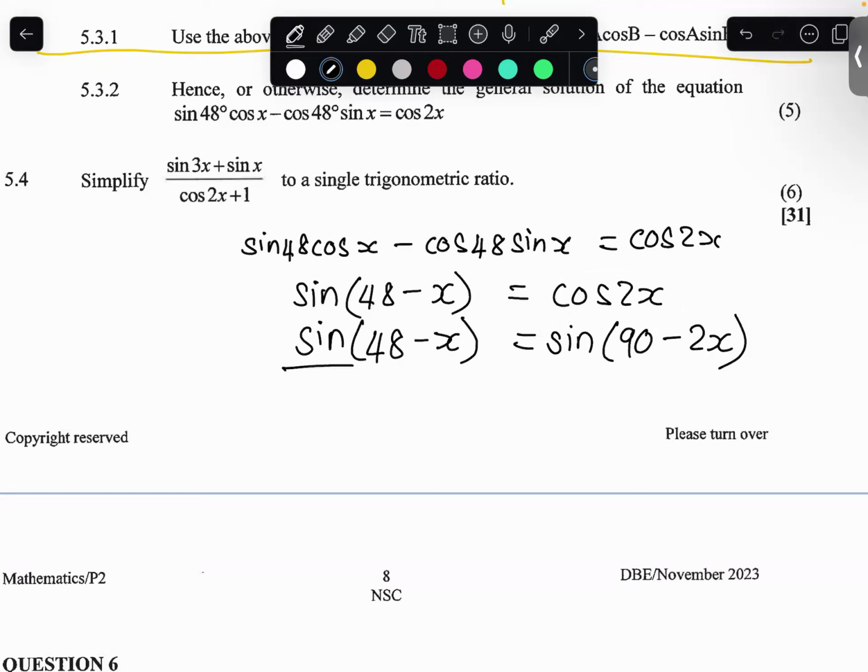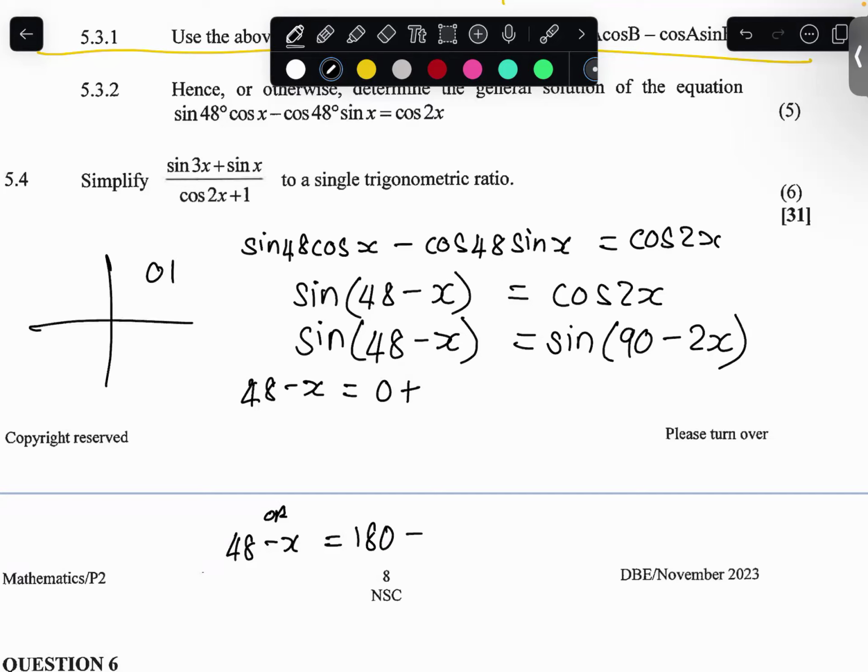You have same function is equal to same function. Now you write the first angle twice. You go 48 minus x is equal to, or 48 minus x is equal to. Right? On the other side, sine is positive. Sine is positive in which two quadrants? The 0 plus quadrant and the 180 minus quadrant. So this is 0 plus, this is 180 minus. Those are the two quadrants where sine is positive, because this is a positive sine, right?